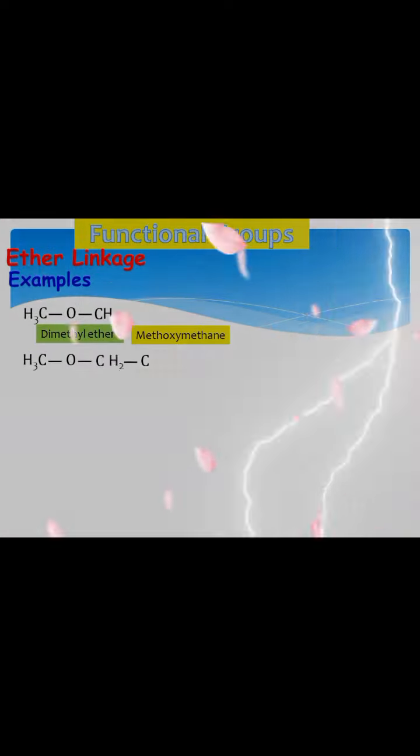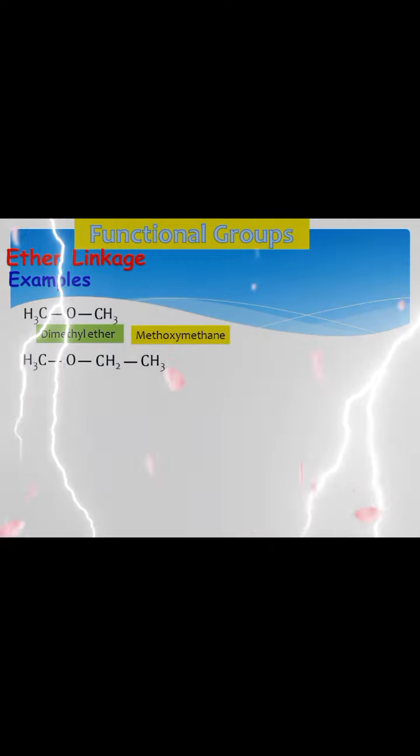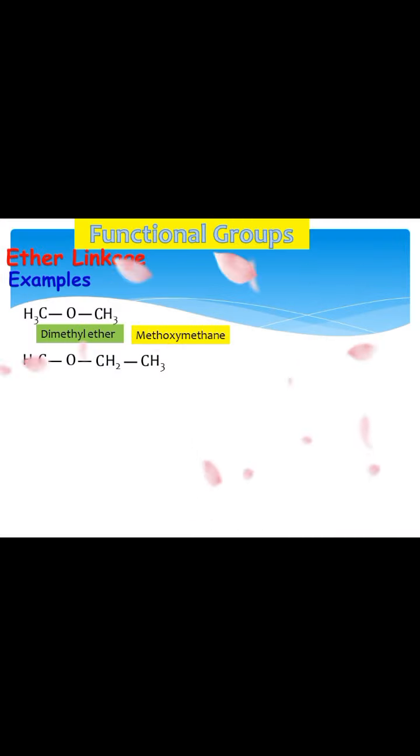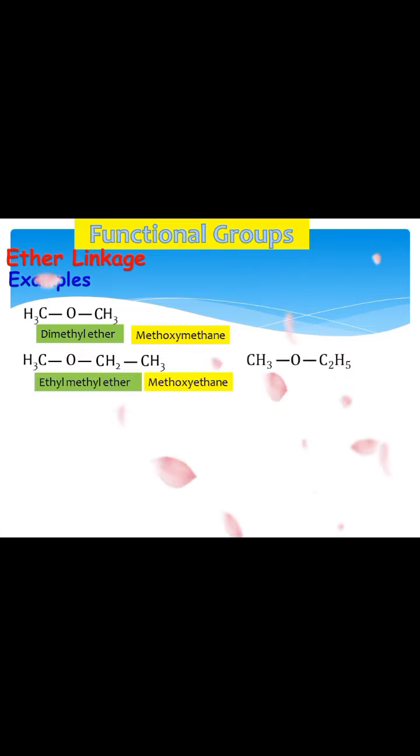But the situation is different when you are having two different R groups over here. So O will go with the smaller group CH3, and CH2CH3 will be named as ethane. So the IUPAC name is methoxyethane, and the common name is ethyl methyl ether. In common names, you have to follow alphabetical order. E comes before M, so ethyl comes before methyl.